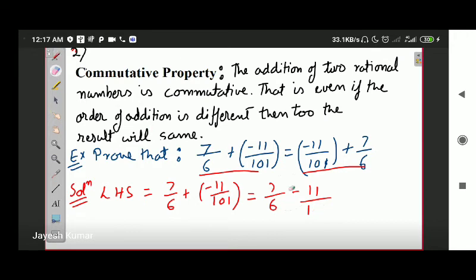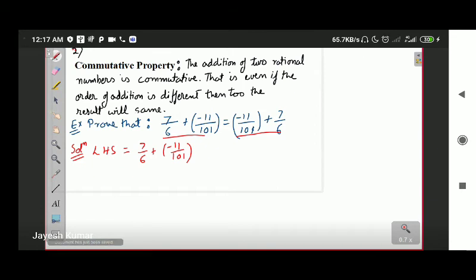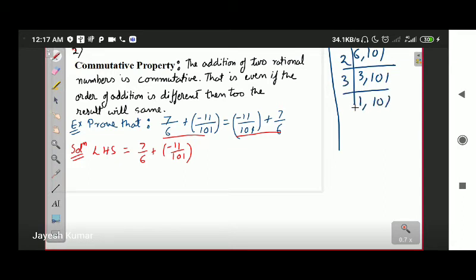First of all, before all this trouble, let us first take the LCM. So LCM of 6 and 101. Now 6 is 2 into 3, 101 as it is, and finally 101 divides 101. So in this manner you will get LCM as 606. Okay, 2 into 3 is 6, 6 into 101 will be 606.